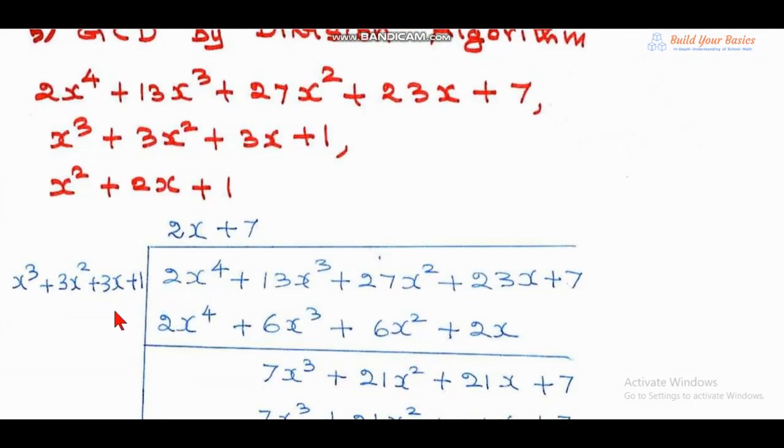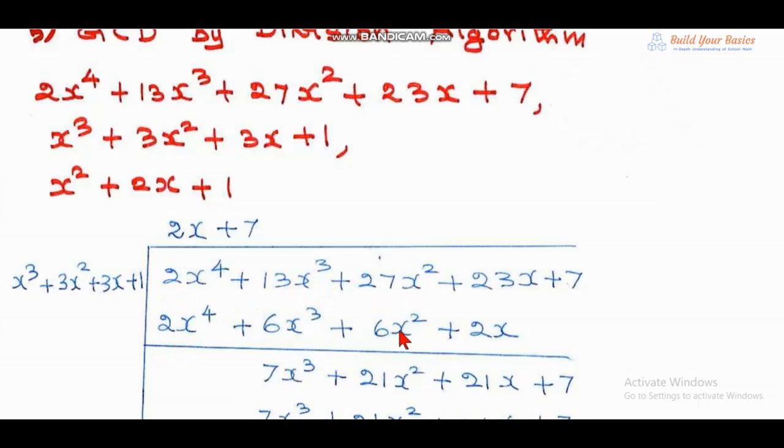2x power 4 divided by x cube is 2x. So 2x is the first term in the quotient. 2x into x cube, 2x power 4. 2x into 3x squared, 6x cube. 2x into 3x, 6x squared. 2x into 1, 2x. Subtract. 2x power 4 minus 2x power 4, 0. They get cancelled. 13x cubed minus 6x cubed, that is 7x cubed.